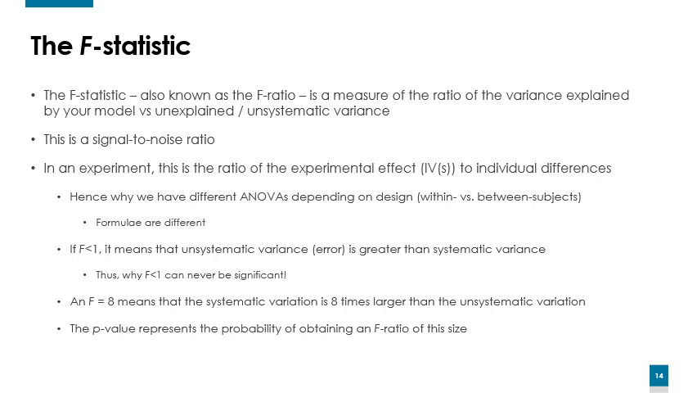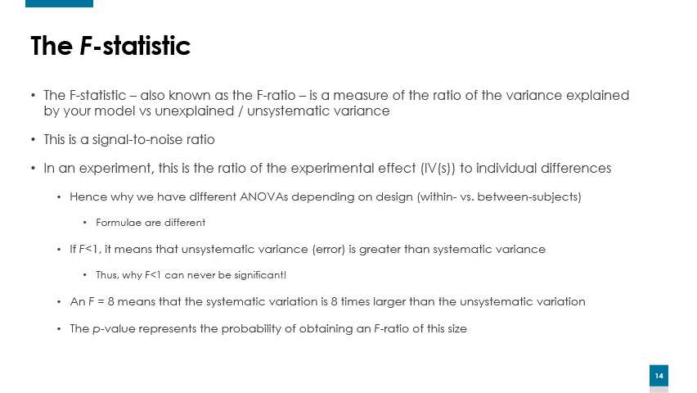In an experimental design, you could think of this as being the ratio of your experimental effect to individual differences. So how large is this experimental effect in relation to the individual differences? So this is why we have to have different analyses of variance depending on the design. So for instance, if we have a within or a between subjects design, because how we cope with the individual differences in those designs is different.